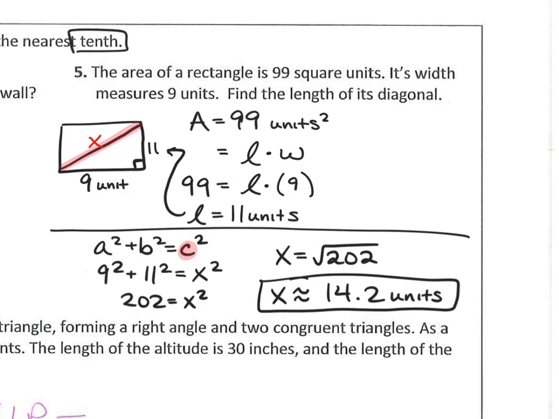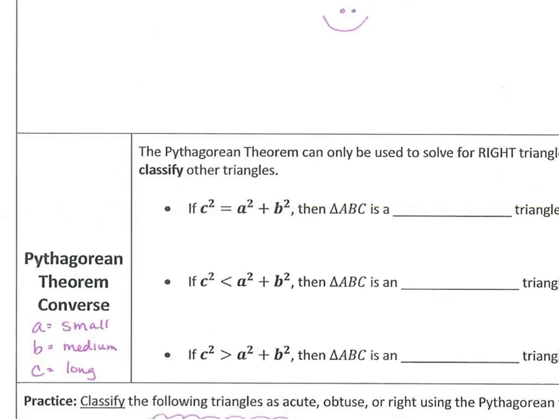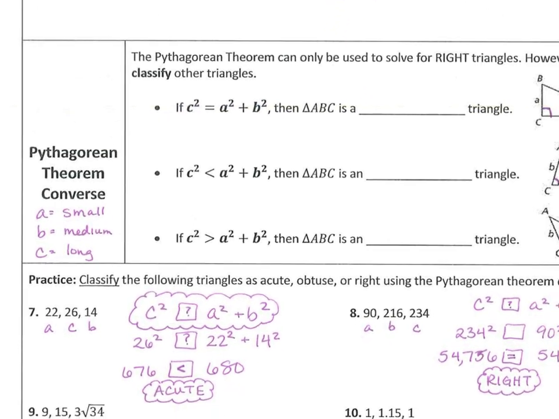Next problem. What does it say on it? We're skipping. That's for honors. We're going to go down to this last little bit here, which is about the Pythagorean theorem converse.